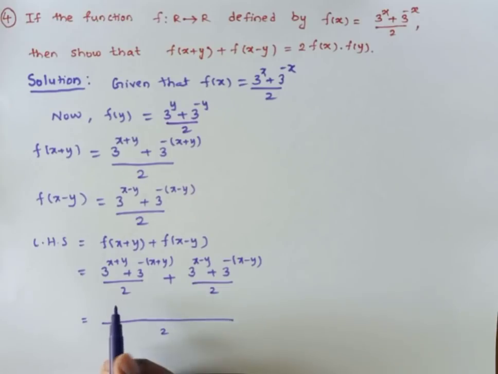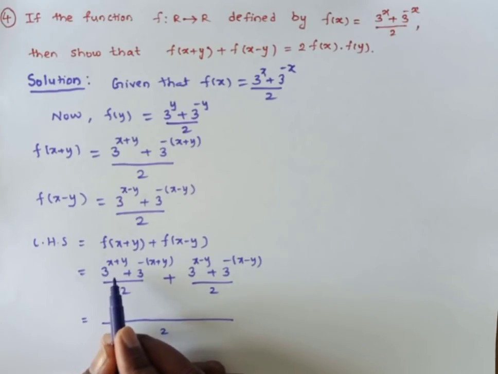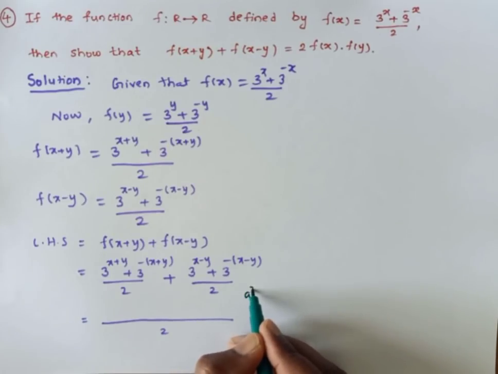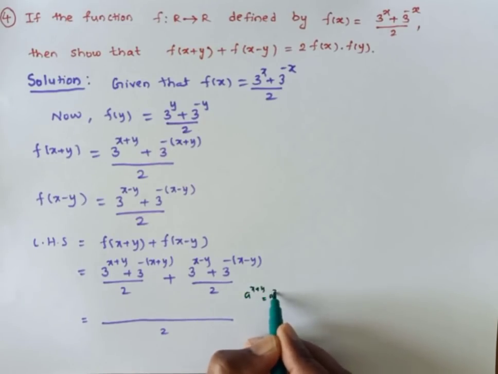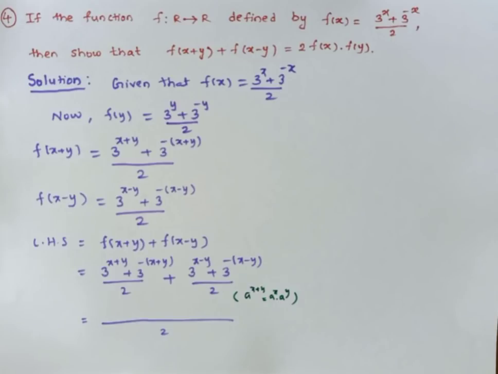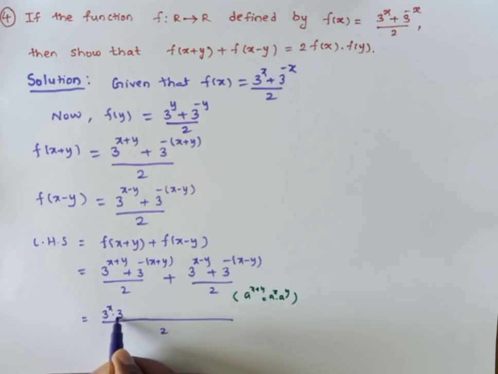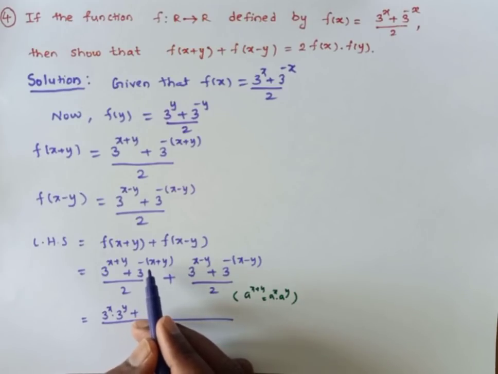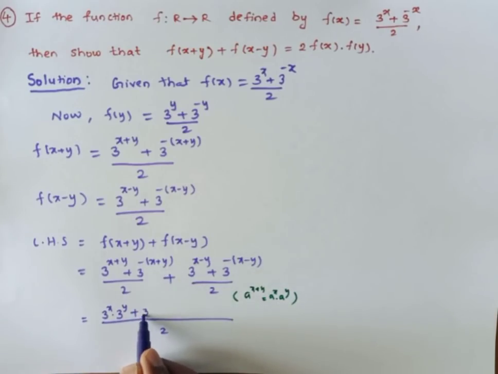So this is 2, and 3 power x plus y can be written as 3 power x into 3 power y, from theory of indices. So we have a to the power of x plus y can be written as a power x into a power y. So here we can express 3 power x plus y as 3 power x into 3 power y, plus 3 power minus of x plus y, which means 3 power minus x minus y. So we can write it as 3 to the power of minus x into 3 to the power of minus y.